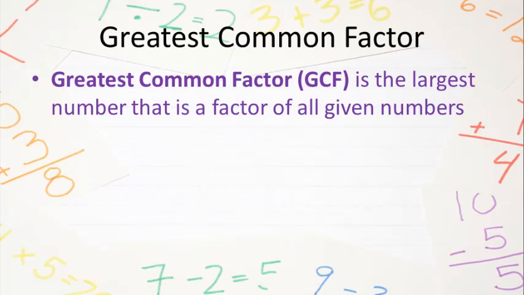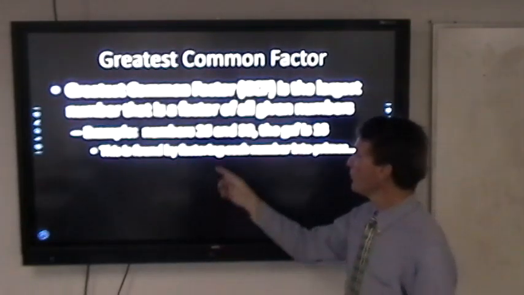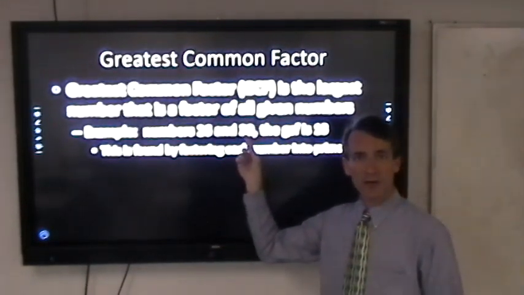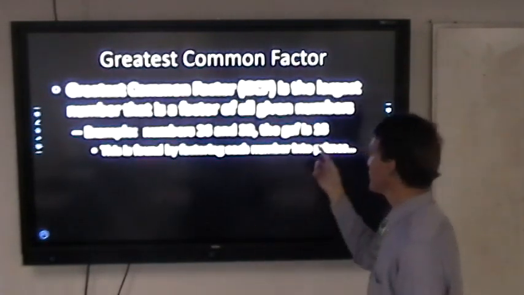The greatest common factor is the largest number that can be a factor of a given set of numbers. Let's say we have the numbers 26 and 39. What is the largest number that I could divide both the numbers 26 and 39 and come up with a whole number? The answer to that is 13.